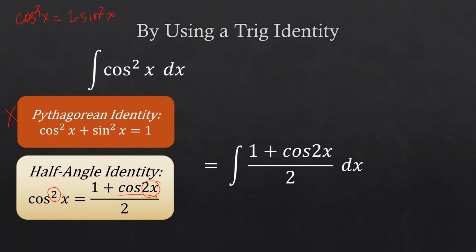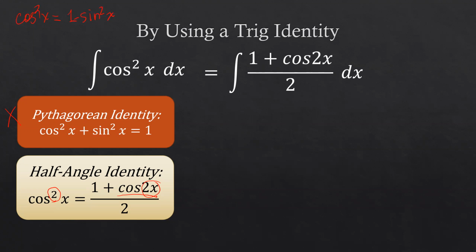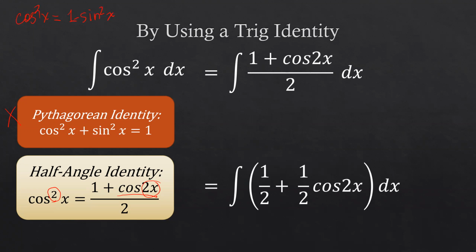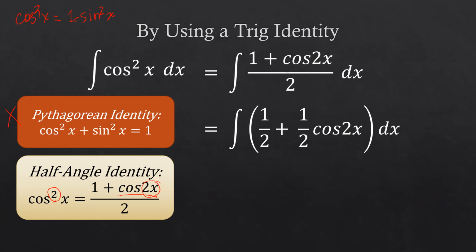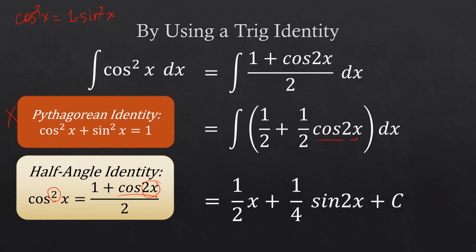So that will be the integral of (1 plus cosine of 2x) all divided by 2 dx. And then, learning from the previous method, I can split those into 1/2 plus 1/2 cosine of 2x, right? So the integral of 1/2 dx is 1/2 x, and the integral of 1/2 cosine of 2x, right? The integral of cosine is going to be sine of 2x divided by the inside derivative of 2. So that makes it a 4 right there, plus c, of course.